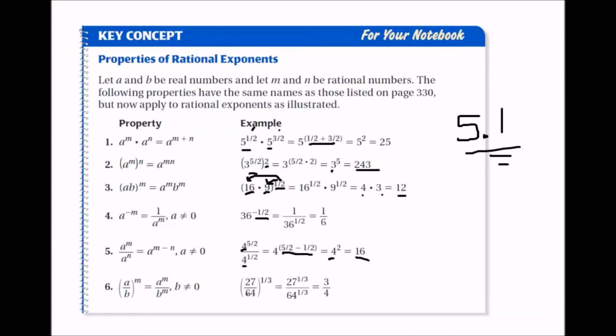And the last one, if you have two numbers that are not the same being divided, taken to a certain exponent, you can distribute that to both of them. 27 to the 1/3 is 3, 64 to the 1/3 is 4. Your answer is 3/4. There's a lot of different things you need to know, and these are going to come up throughout the practice problems and throughout these examples, so you may want to write these down. These are really the most basic examples, and it only gets more difficult from here.